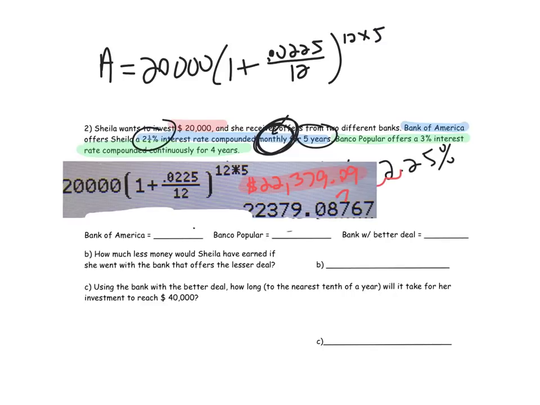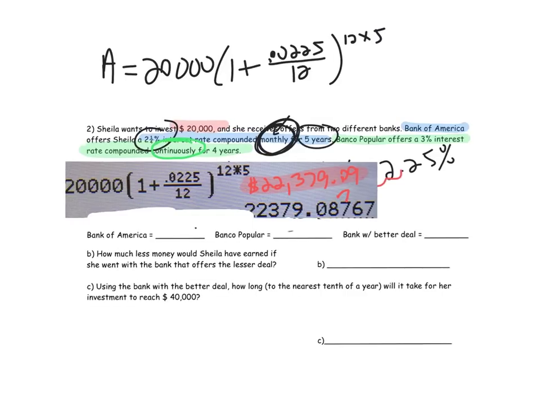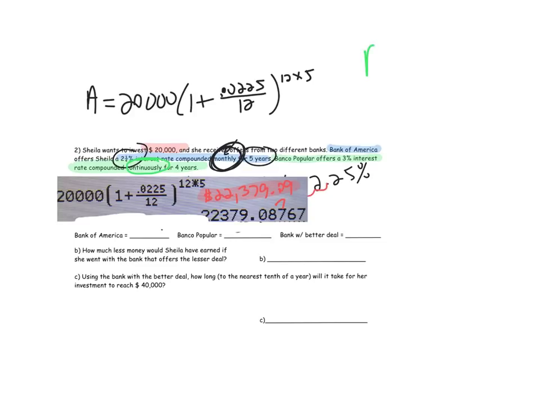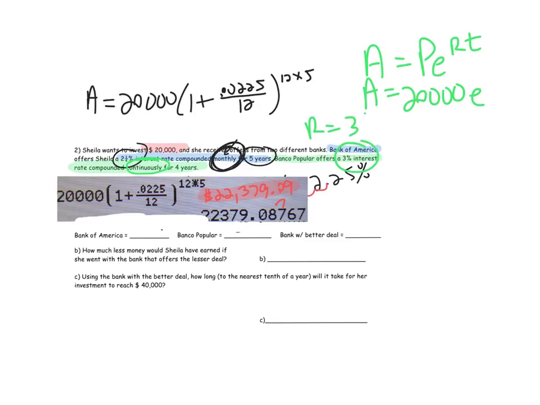Banco Popular mentions that the interest is compounded continuously. For continuous compounding of interest, we're going to use interest formula number 2. A equals P times E raised to the RT power. Once again, the principal is that 20,000. E is that exponential constant, that 2.7 number. The interest rate R for Banco Popular is 3%, so if I convert that to a decimal, that's 0.03. And for Banco Popular, it's 4 years.